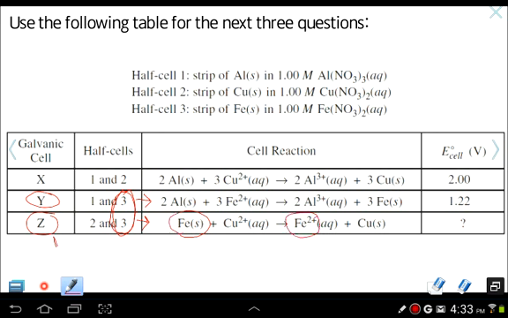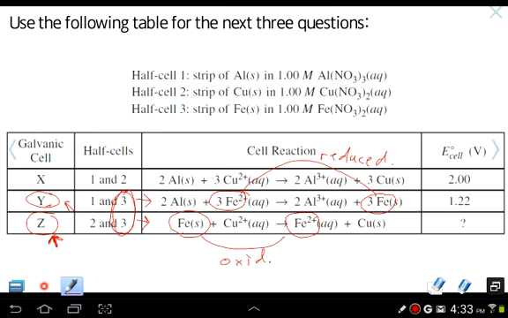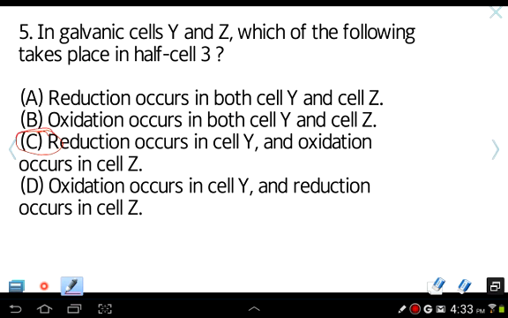We know that in Z, iron is being oxidized. And in Y, you'll notice that iron is being reduced. So we can say in Y it's reduced, in Z it's oxidized. And is that one of the options? Reduced in Y and oxidized in Z. Is that what we saw? We saw reduced in Y, we saw oxidized in Z. So we have found our answer.